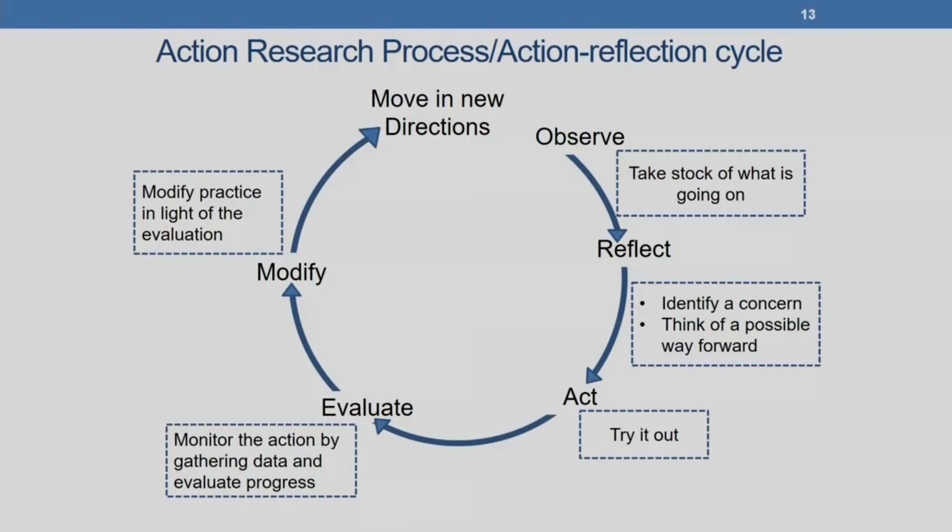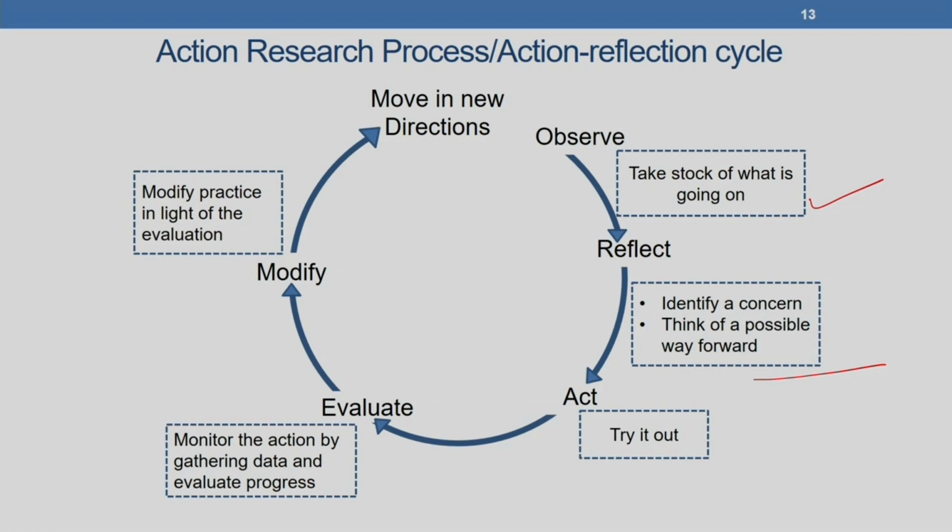Let us now look at the action research process and the reflection cycle. Now, action research aims to be a very disciplined, systematic process. A notional action plan can be as follows. You take stock of what is going on. In other words, you are observing the realities along with your collaborators who are the subjects that you are studying. You identify a concern and you think of a possible way forward. In other words, you reflect. So, you first observe, you reflect, and then you act. So, you try out whatever you think is a possible way forward.